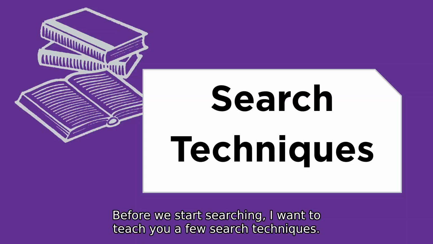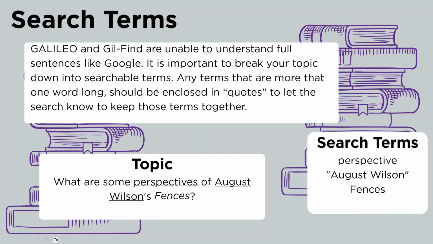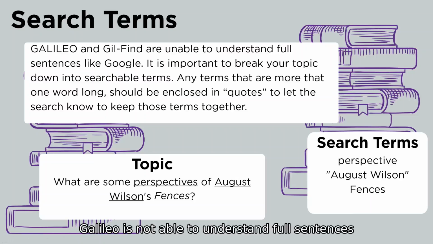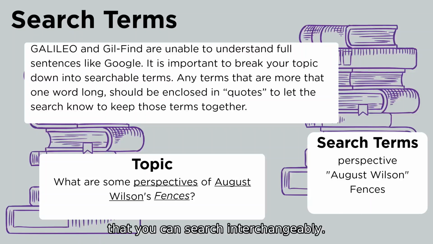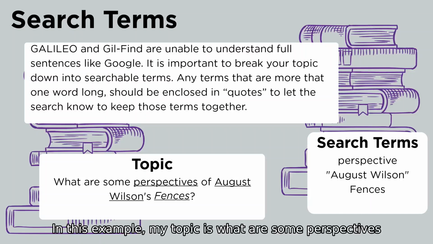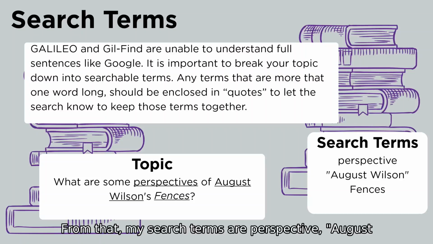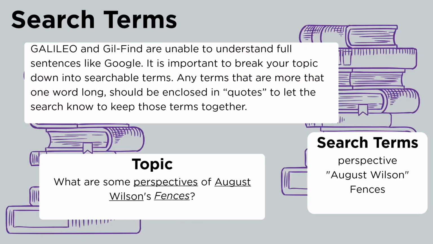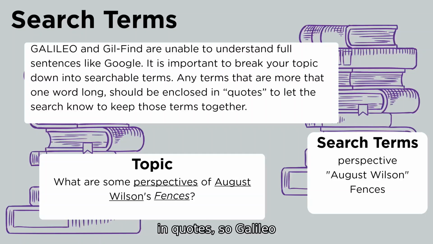Before we start searching, I want to teach you a few search techniques. Galileo is not able to understand full sentences or questions effectively. You should break your topic up into a list of search terms that you can search interchangeably. In this example, my topic is, what are some perspectives of August Wilson's Fences? From that, my search terms are perspective, August Wilson, and Fences. Notice that I put August Wilson in quotes. When searching in Galileo, it is important to put multi-word terms in quotes, so Galileo knows to keep those words together.